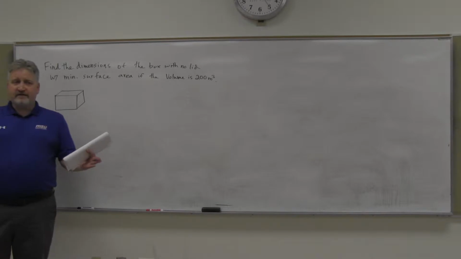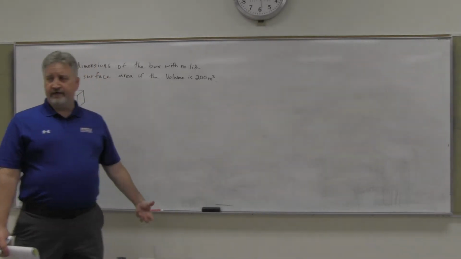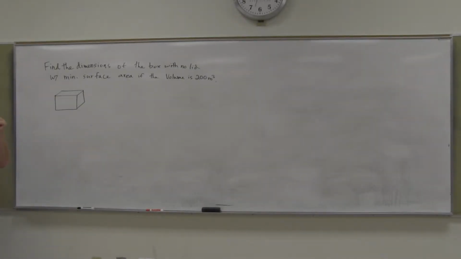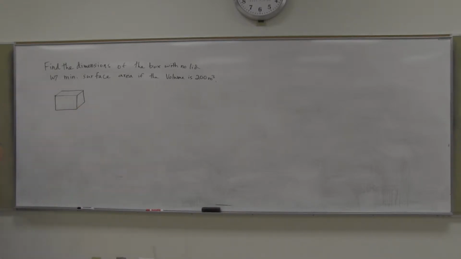I think the difference between this one and the one we did in Calculus 1 is that in Calculus 1 it told me the length and the width. It gave me the relationship, like the length is twice the width, or the length and the width are the same. This one doesn't. It's pretty wide open. No lid. I want that minimum surface area.